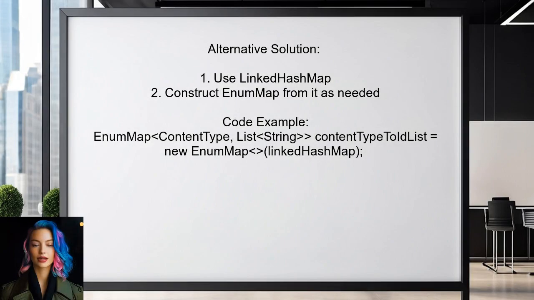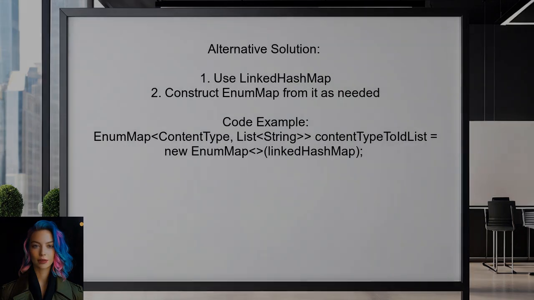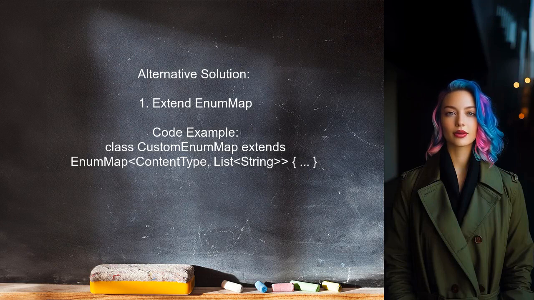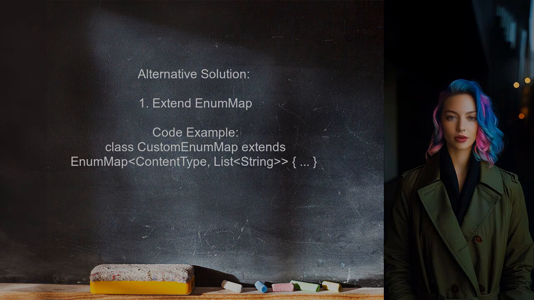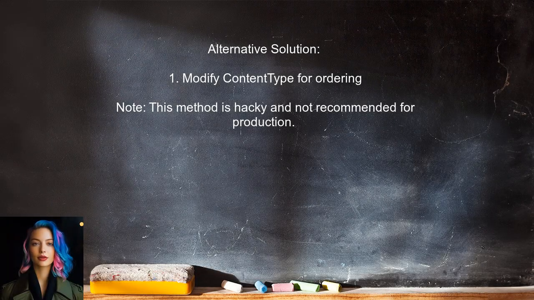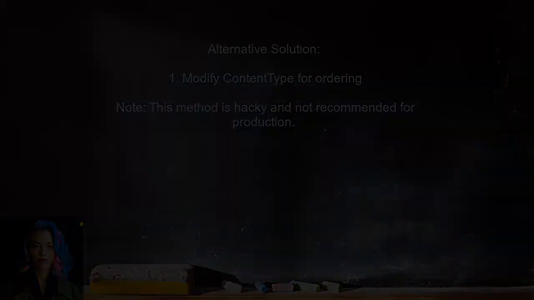One alternative approach is to use a linked hash map and create an EnumMap from it whenever needed. This allows you to maintain the order while still utilizing EnumMap functionality. Another suggestion is to extend the EnumMap class itself. This could provide a custom implementation that meets your ordering needs. Lastly, a more unconventional idea is to modify the content type enum to include mutable static ordering information. However, this method is considered hacky and is better suited for testing purposes.